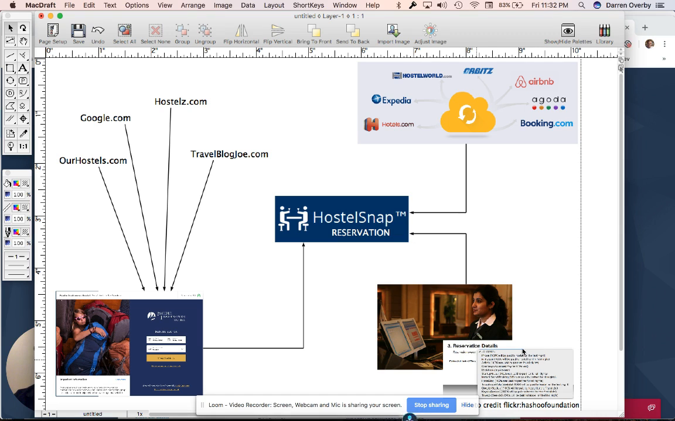In the case of manually entered reservations, the reservation source will be whatever the staff indicate when the reservation is made. But then at check-in, because HostleSnap doesn't know the marketing source, the staff will be prompted to ask the guest, how did they hear about your hostel? And they can fill out that marketing source by way of a drop-down.